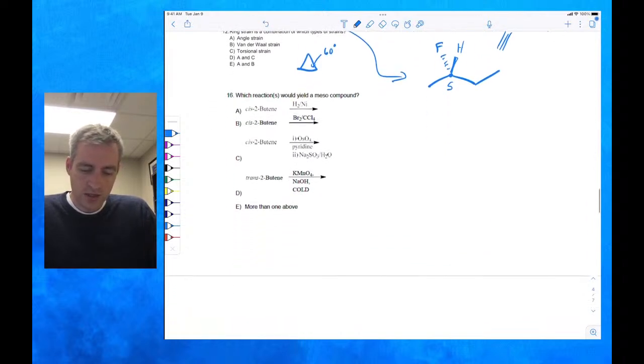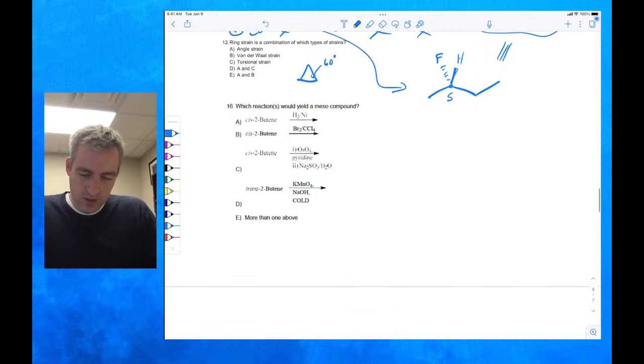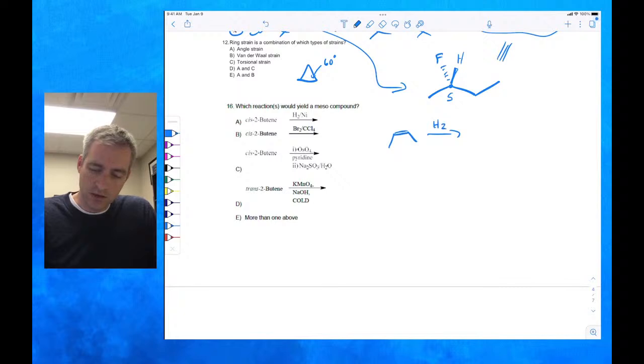Okay, the next question is number 16 from some previous exam, I have no idea which. Which reactions would yield a meso compound? So I guess we've got to kind of do these one at a time. Cis-2-butene looks like this. If you did the first one, hydrogenation with nickel, that just makes butane, no chiral centers, not meso.